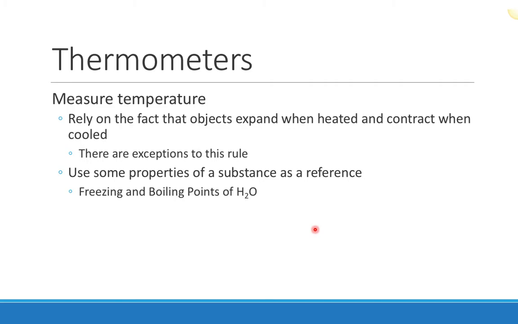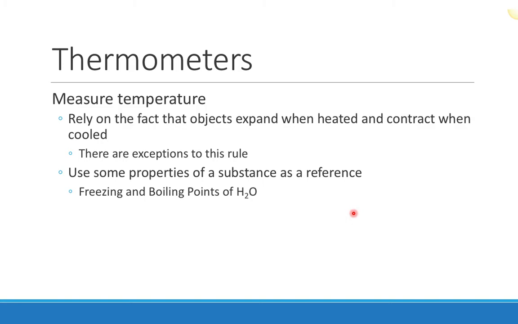So as we measure temperature, we use thermometers, and we rely on the fact that objects expand when heated and contract when cooled. There are exceptions to this rule, and we're going to talk about them. But in general, you can take a liquid and put it into a thermometer casing, and when you change the temperature of the liquid, that liquid expands, and there's a scale on the thermometer. Based on how much the liquid expands, we can tell what the temperature is and how the temperature changes. So that's a liquid thermometer.